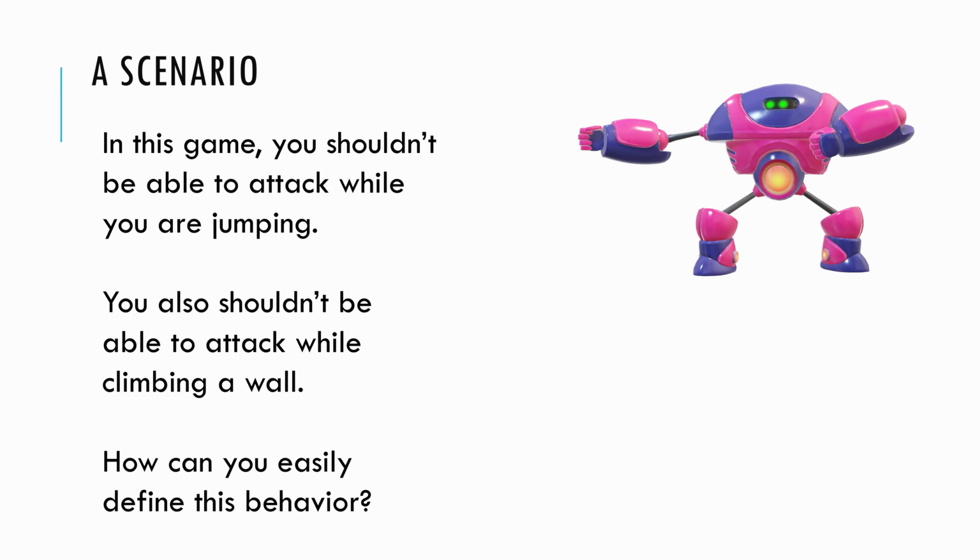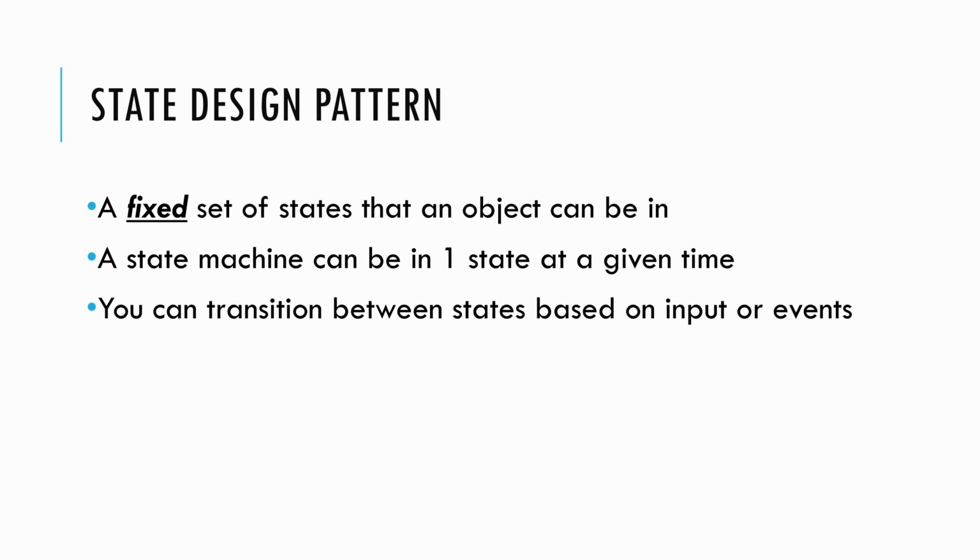Well, what you do is you break down the abilities or the states that the player can be in, specifically a finite state machine. Now, the state design pattern is a fixed set of states that an object can be in. And fixed means you define it for the game. You define what the states can be. Now, your state machine can only be in one state at a given time. You can only ever be idle or jump or moving. You can't be in different states. And you transition between these states based on an input or events.